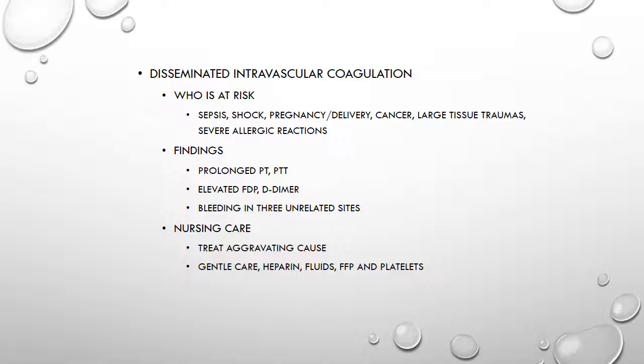For nursing care with any of the patients who are at risk for bleeding, whether from the different thrombocytopenias or from DIC, definitely gentle care, right? We don't want to cause them injury. We don't want to cause them bruising because they're going to be at more risk for that. For the patient with DIC, they are on a heparin drip, right? We're trying to prevent any further coagulation. They get fluids. Oftentimes they get FFP and platelets administered to them.